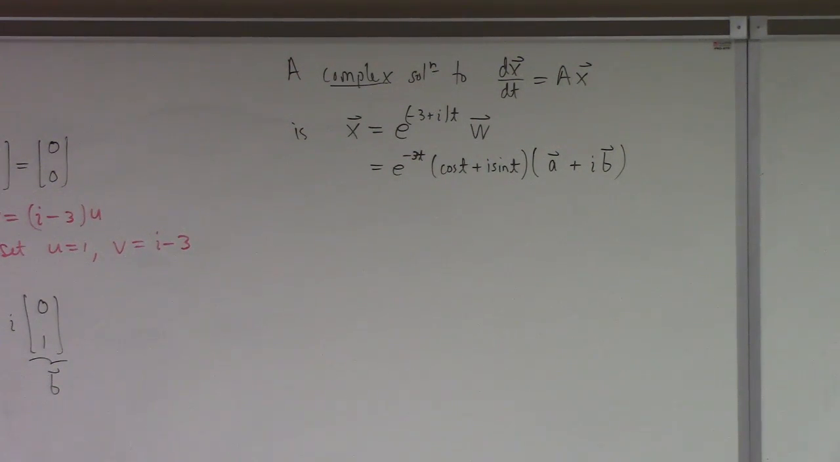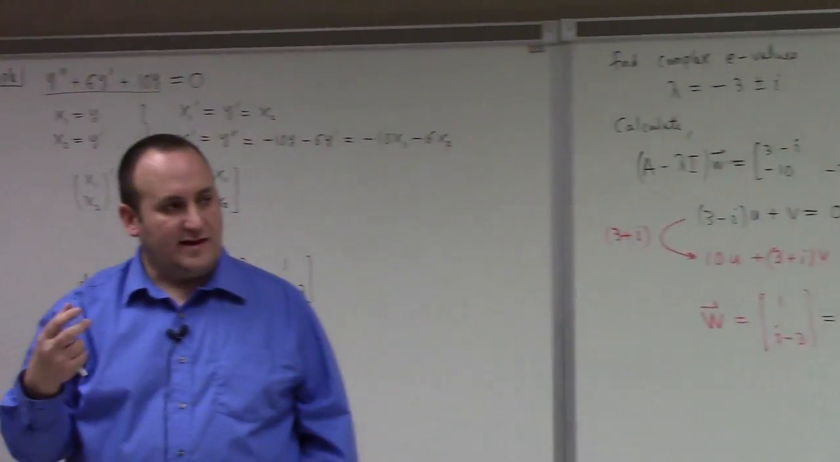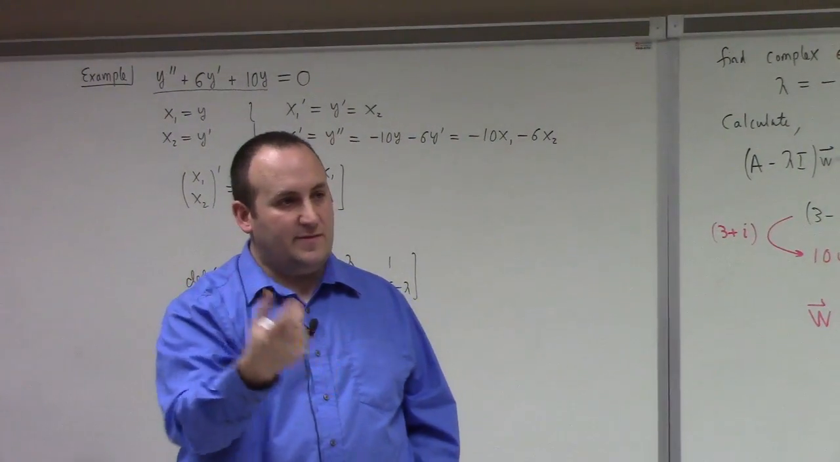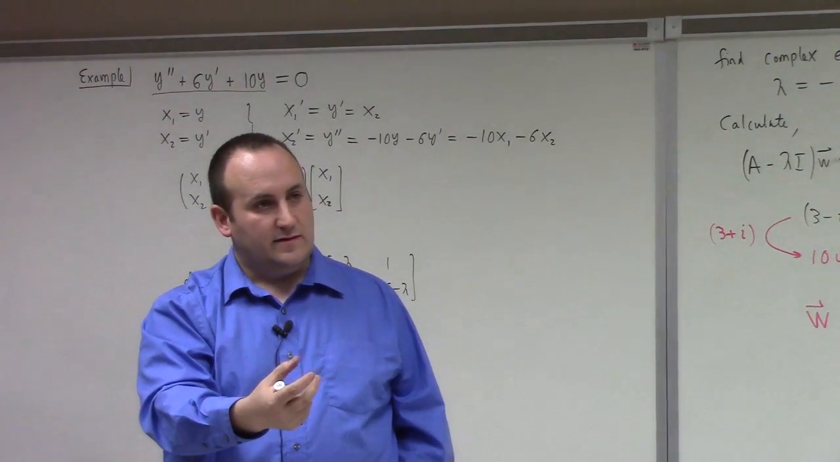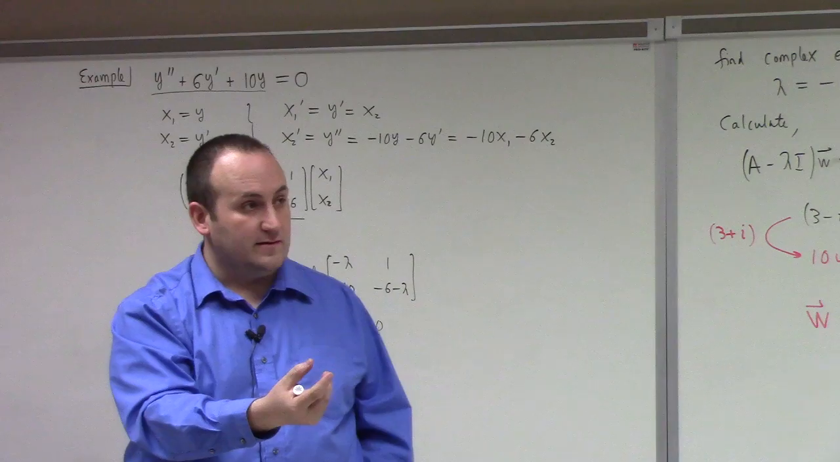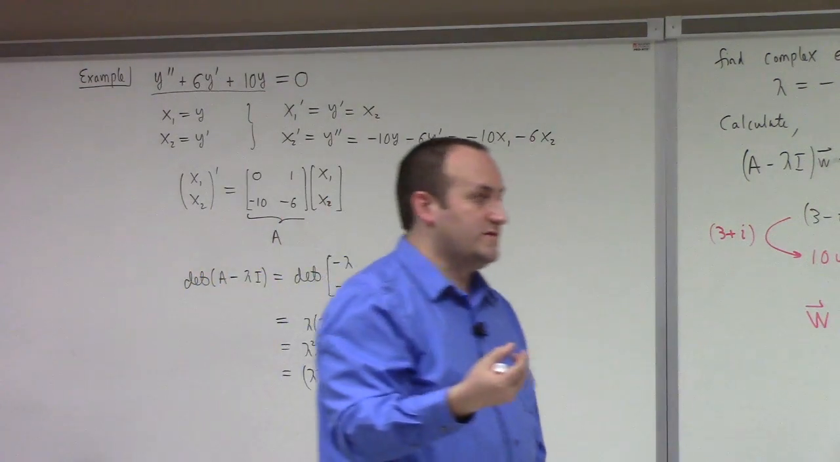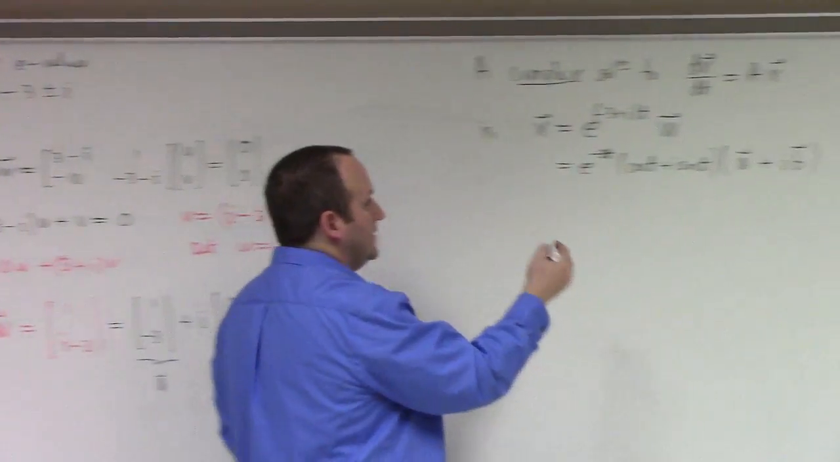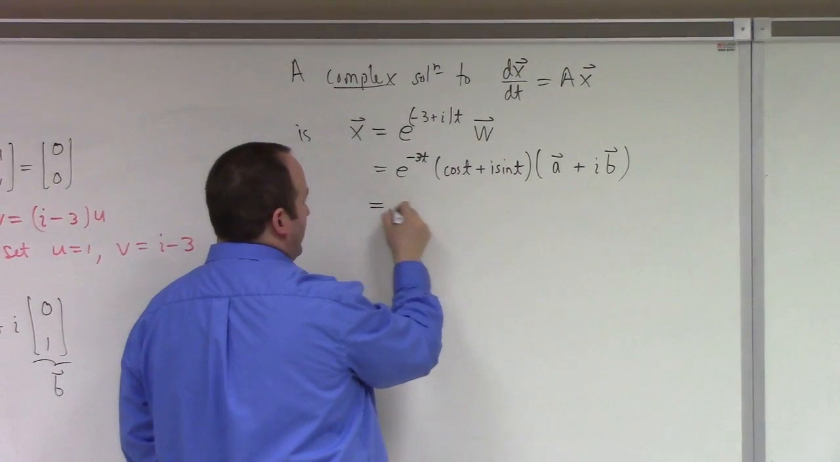Now, here's the cool thing. Whenever you complexify a problem and you solve it, the complexified version of a real problem, the complex solution has within it two independent real solutions. If the problem is linear, they'll appear as the real part and the imaginary part. And those will separately be solutions to the original problem. So all I got to do is multiply this out and collect the real part and the imaginary part.